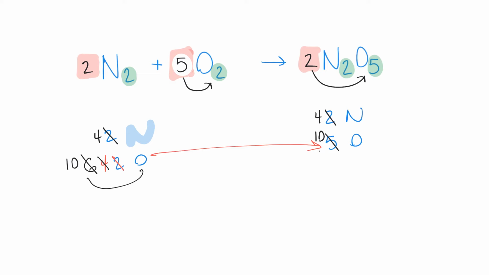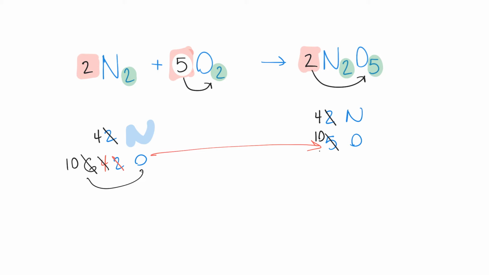So what I mean by balance is we have the same number of nitrogens and the same number of oxygens on the reactant side as we do on the product side. Again, these big numbers in front are called coefficients, and they affect the entire molecule you're dealing with. So over here, if we have 2 N2O5s, then that means there's 4 nitrogens and 10 oxygens.